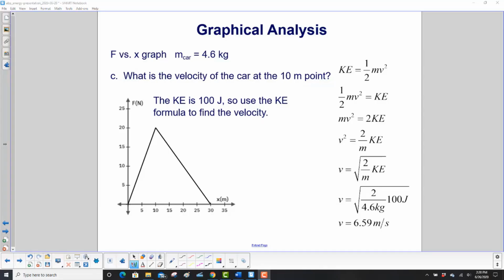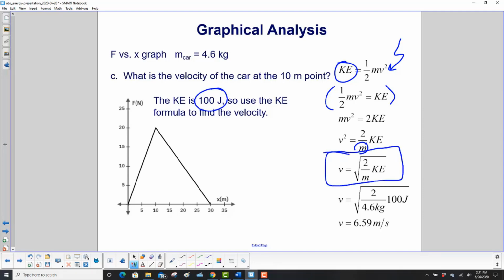What's the velocity of the car at the 10-meter point? Well, what did we find on the previous slide? The kinetic energy, which is 100 joules. So we can use that to find the velocity. Kinetic energy is 1/2 mv squared. We'd like to find the velocity, so we just switch the order, and we have 1/2 mv squared as KE. Multiply both sides by 2, and we get mv squared as 2KE. Divide through by m, and we have v squared is 2KE over m. Then just take the square root of both sides, and here's our answer. Once again, 95% of the problem gets you there. And then finally, you put in our variables here, and you get a velocity of 6.59 meters per second at 10 meters.